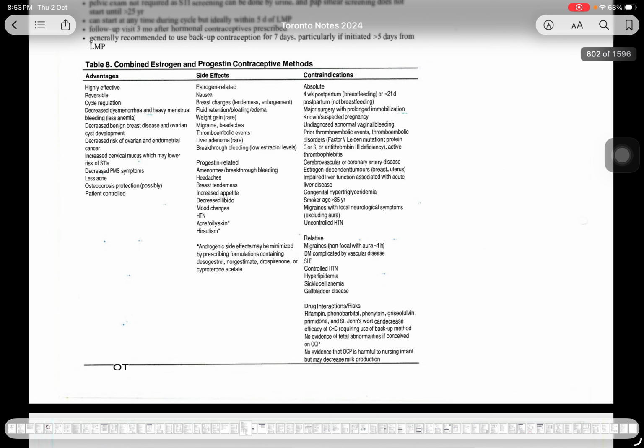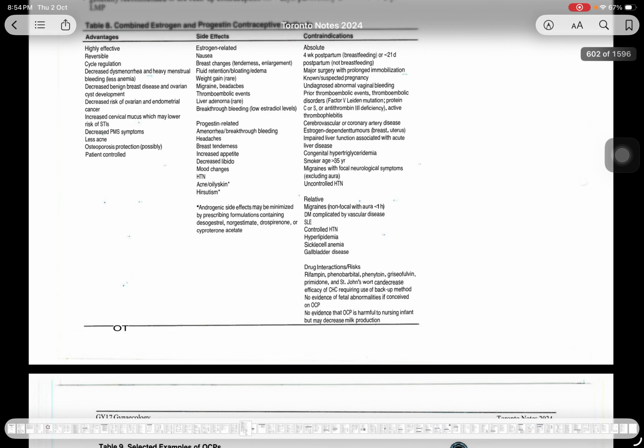Or if the patient had major surgery with prolonged immobilization, known or suspected pregnancy, undiagnosed abnormal vaginal bleeding, prior thromboembolic events, bleeding disorders, cerebrovascular disease, coronary artery disease. So this list of contraindications is very important clinically and for NAC OSCE. Why? Because you have to rule out if the patient has any one of these conditions, then they might not get OCPs. Rather, they may have, let's say, a copper IUD and the like.